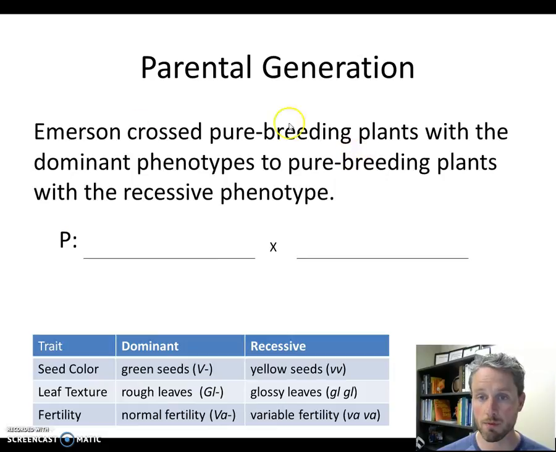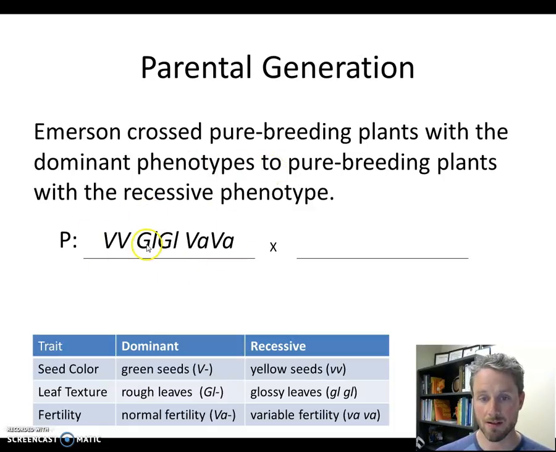If they're pure breeding, we know that that means they are homozygous for every single trait. So if they're pure breeding for green seeds, rough leaves, and normal fertility, they're going to have everything from this dominant column. And again, they're homozygous. So I can put in this genotype, uppercase V, uppercase V, uppercase GL, uppercase GL, uppercase VA, uppercase VA. Homozygous dominant for all three traits.